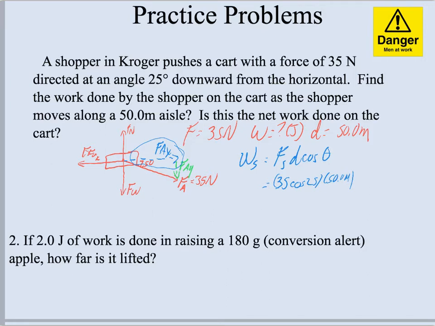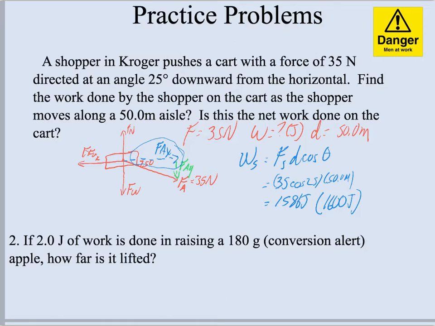So when we do that, we do 35 cosine 25 times 50, we get 1,600 joules, or 1,586 joules. I guess we could round that, 2 sig figs, to 1,600 joules. So that would be our answer.